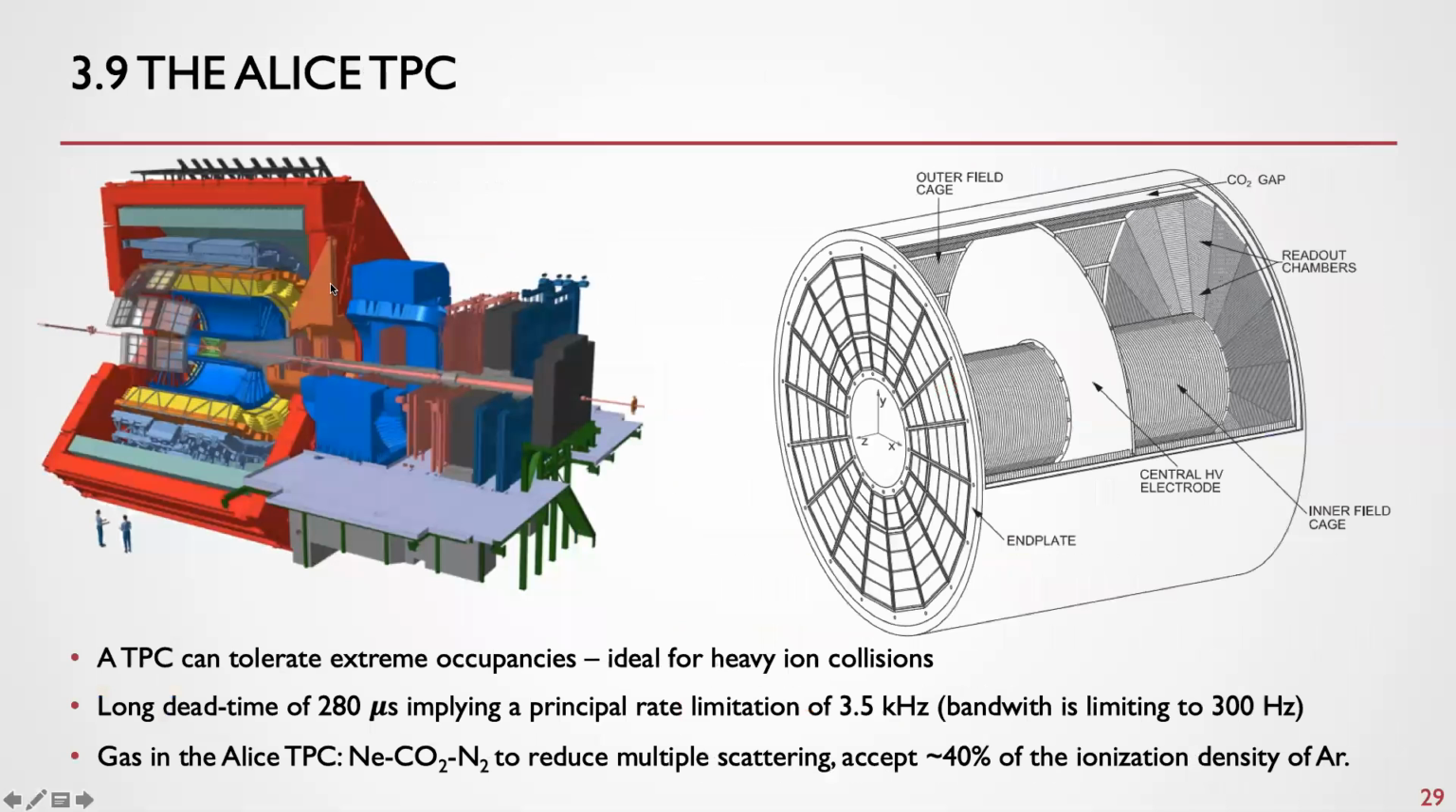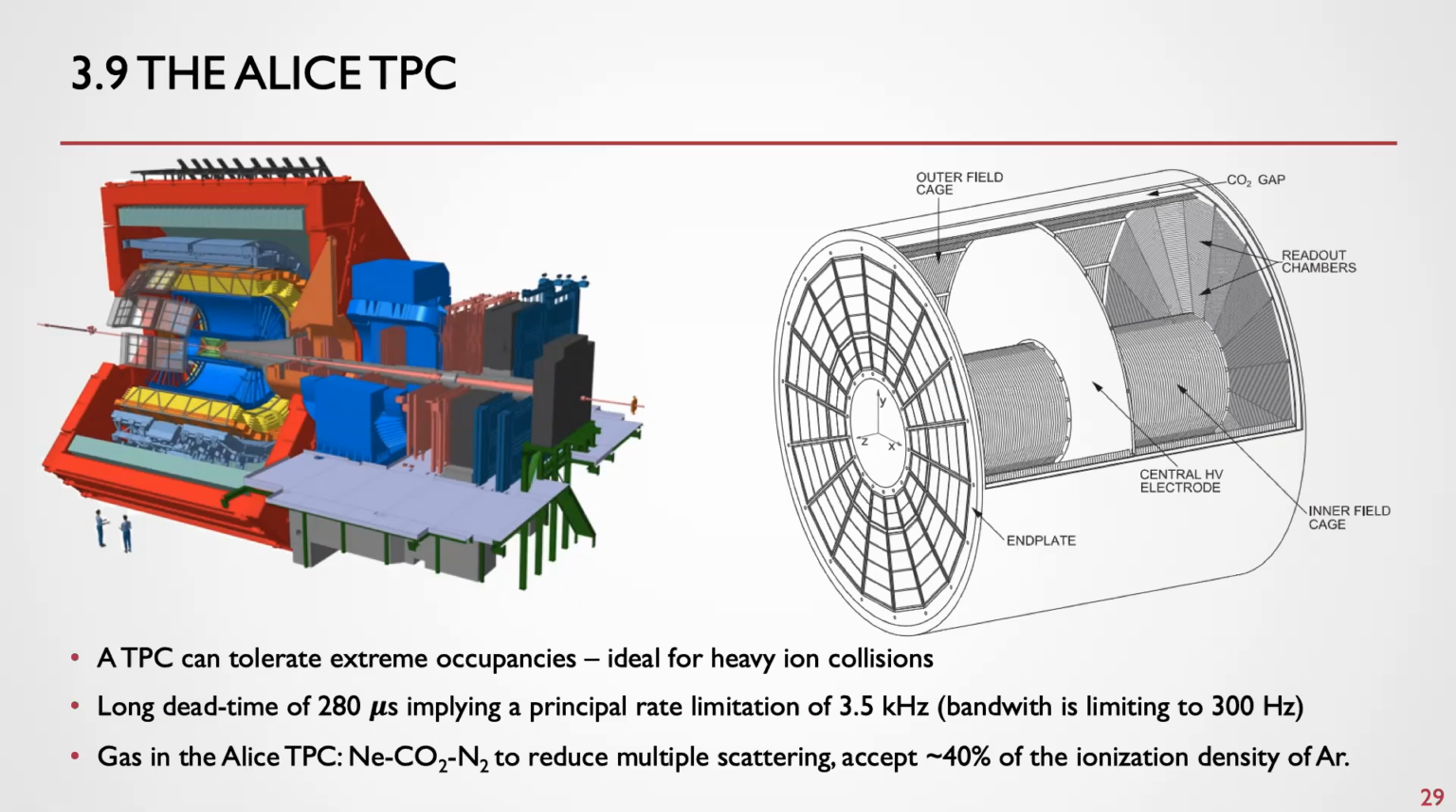Here is the LH-TPC, which is the largest example. You can see in the sketch at least the readout chamber. It is a toroidal detector. It can tolerate extreme occupancy, higher occupancy than any other subdetector. It's ideal for heavy ion collisions that produce such particle multiplicities.